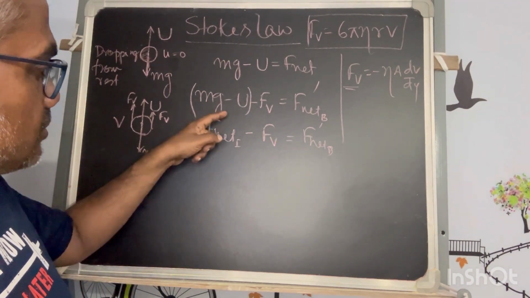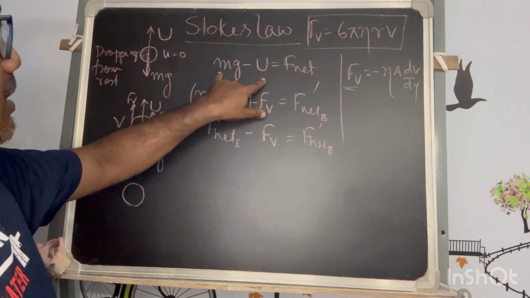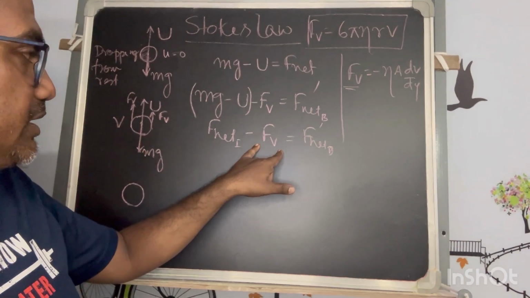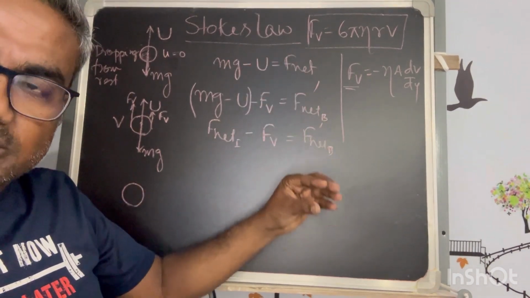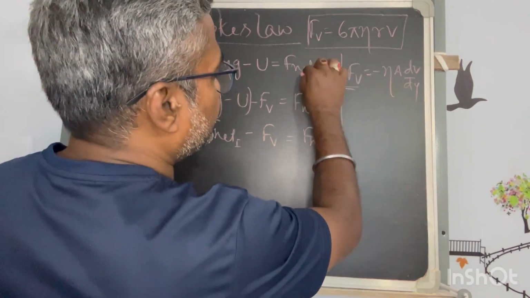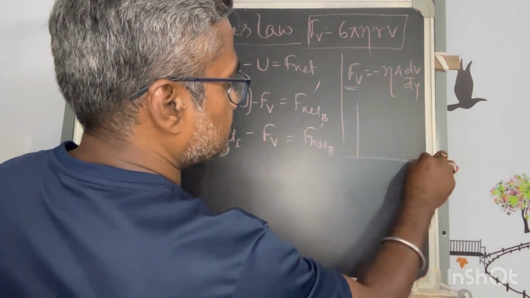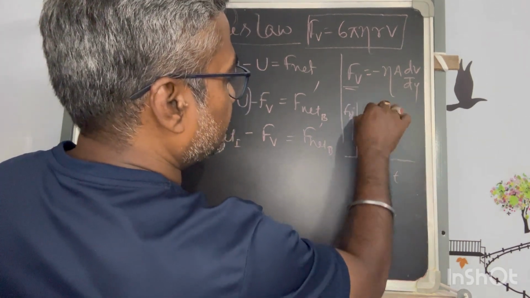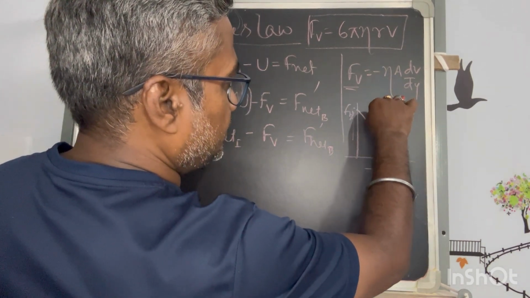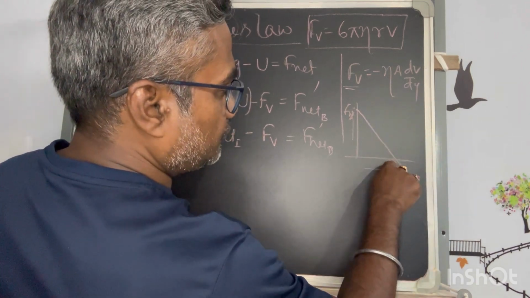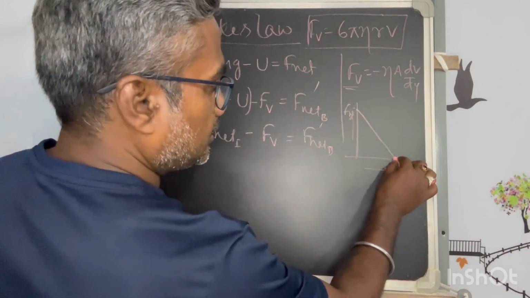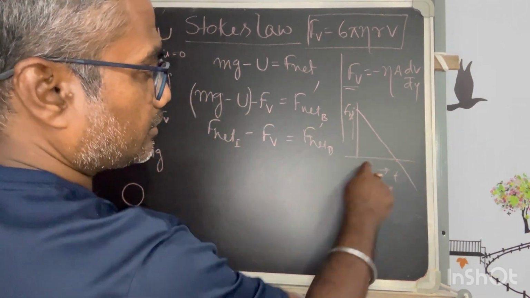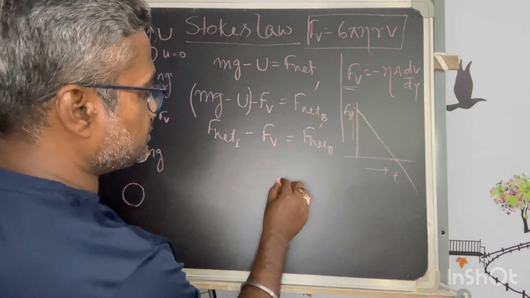So the net force is constant in the initial condition. This is the value from which some positive value is deducted, so this value will go on reducing. Let's say this is against time and F net. So F net initially is something and it is reducing. After some time it will definitely cut this point at 0. So F net will be 0 after some time.